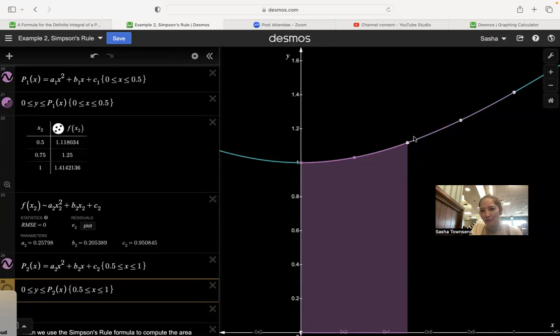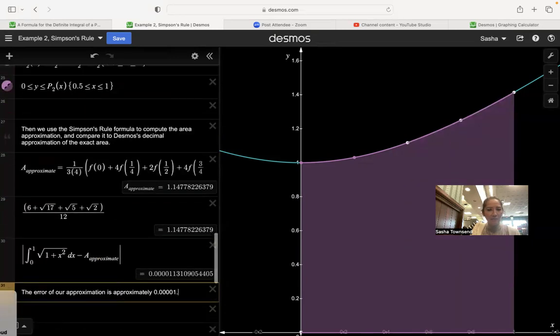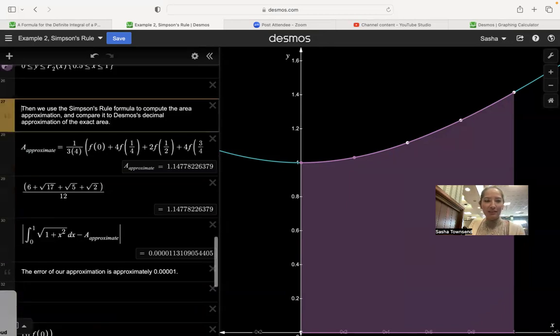So we see when we graph that, it's almost indistinguishable from the original curve. And then that's the area of the region that we're interested in. And again, when we look at the difference between the actual area under the curve and our approximation, it's 0.00001. Very, very small. So we know we're doing this correctly.